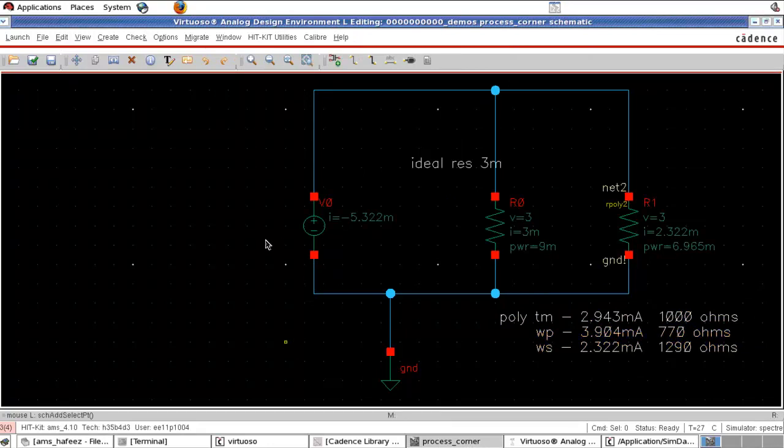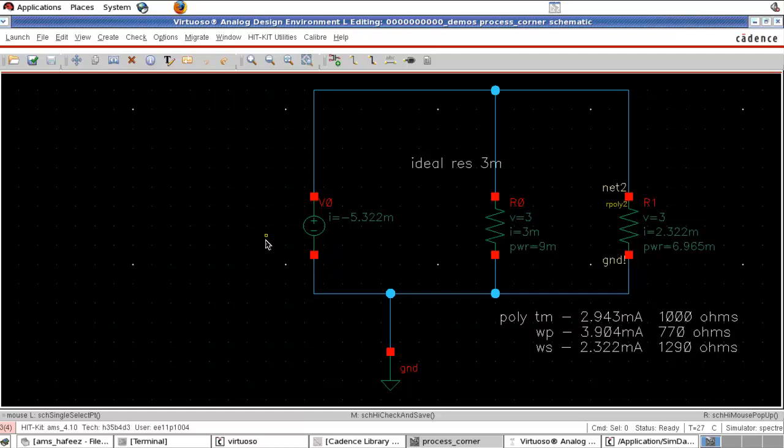So in this simulation we simulated a 1 kilo ohm polysilicon resistor in different corners. In the typical corner, the value is 1000 ohms and the current was 2.94 milliampere when we applied 3 volts across it. And in the worst power corner, that means the resistor minimum corner, the resistance value decreased to 770 ohms and the current increased. We got 3.9 milliampere.